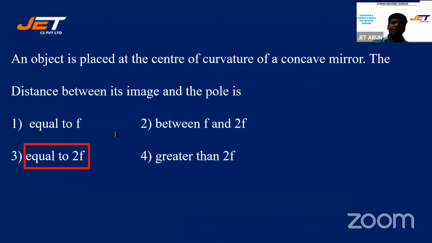It's equal to 2f, students. If an object is at the center of curvature, the image is also formed at the center of curvature. What is the distance from the center of curvature to the pole? 2f. R is equal to 2f. This option 3 is absolutely right, students. But a couple of students have mentioned option 2, between f and 2f.